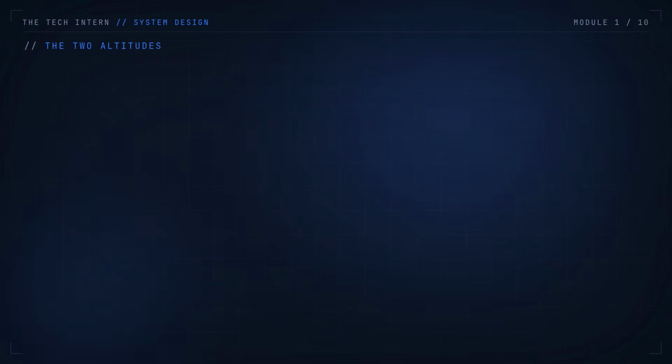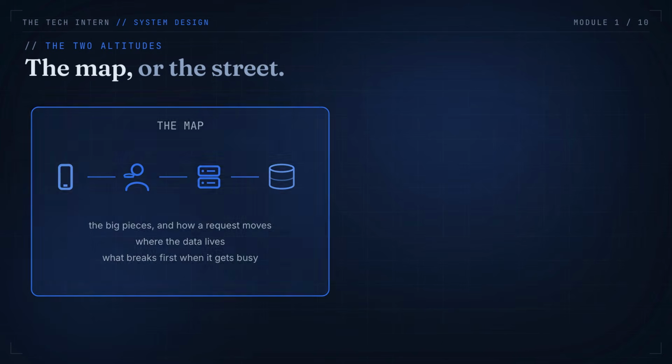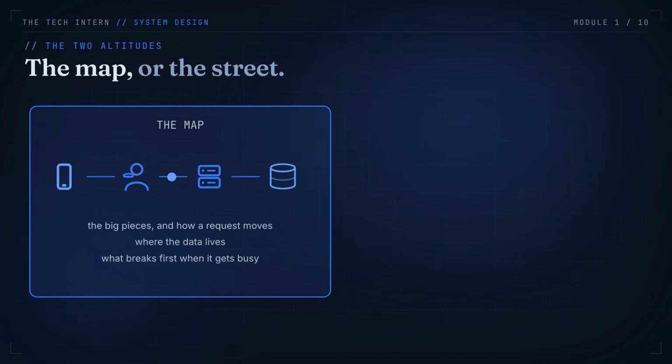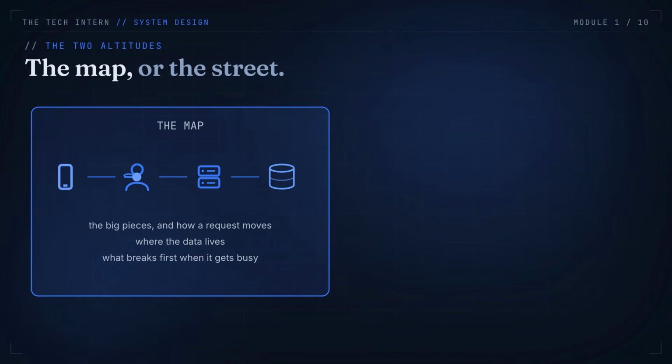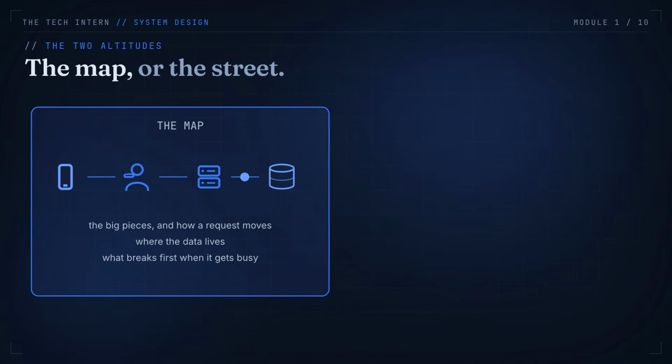One quick thing before we go further, because you'll hear these 2 terms constantly and they trip people up. High-level design is the zoomed-out view. The big pieces and how a request moves between them. The app servers, the database, the cache, the queue. Where does a request go? Where does data live? What breaks first when traffic grows?